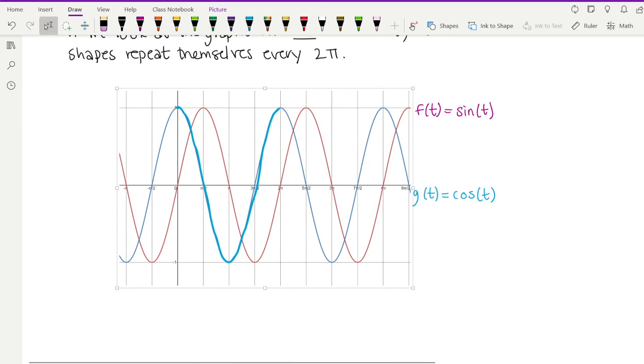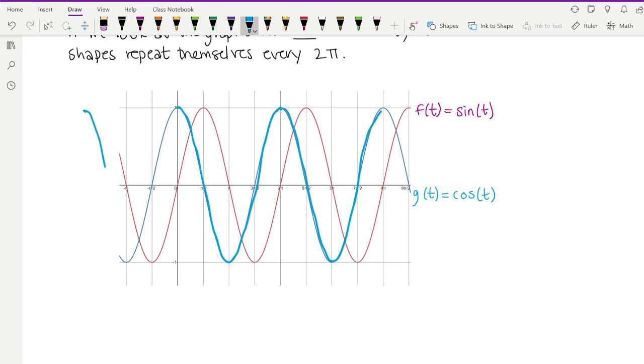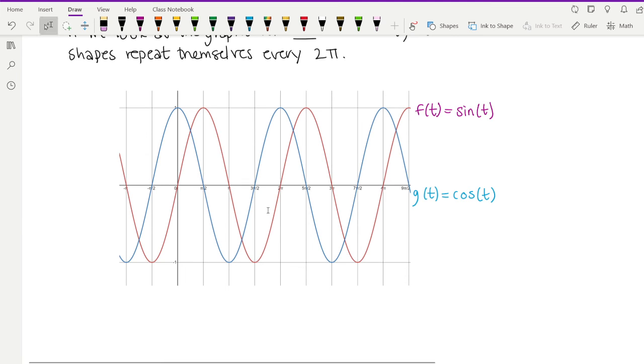But if you look between 2 pi and 4 pi, you see that it does that same shape again, right? It goes all the way back down, it comes all the way back up. And then similarly here, if the graph wasn't cut off, we would see the same shape again. So it keeps repeating every 2 pi, just like the graph of sine does.